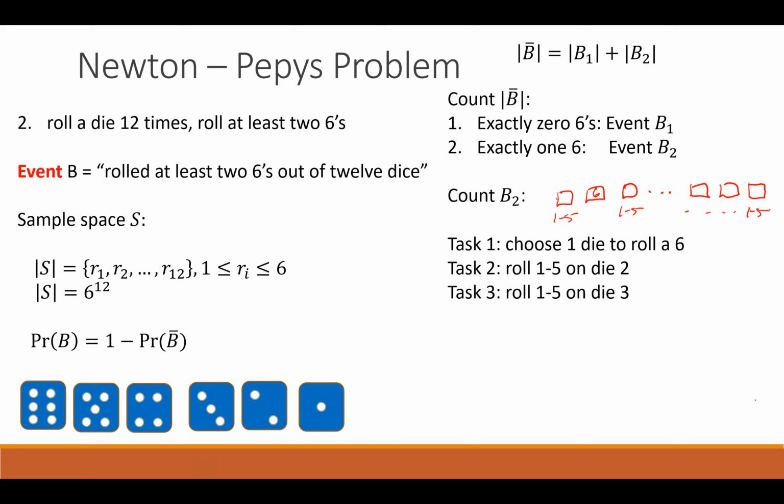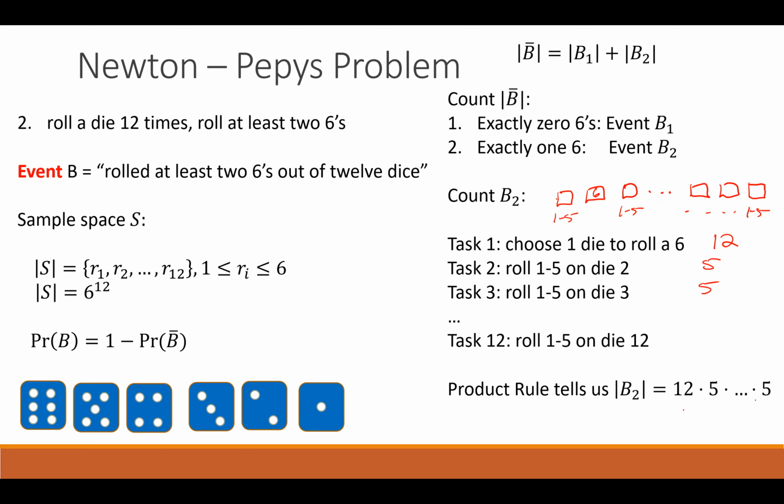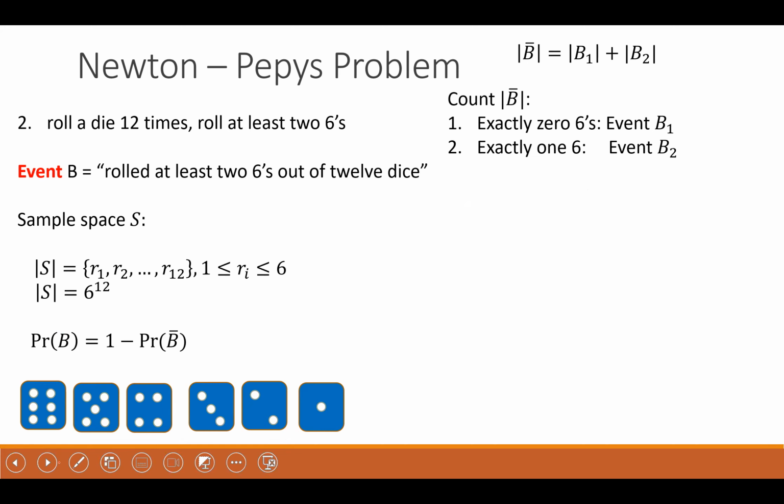So my first thing, I have 12 dice, I choose one of them to be a 6. There's 12 ways to do that. And then for each of the remaining 11 dice, I choose a number 1 through 5, and there's 5 ways to do that. So the size of B2, using the product rule, is 12 times 5 times 5 times 5, 11 times. So 12 times 5 to the 11. Questions? Okay. Then I can simply add them up.